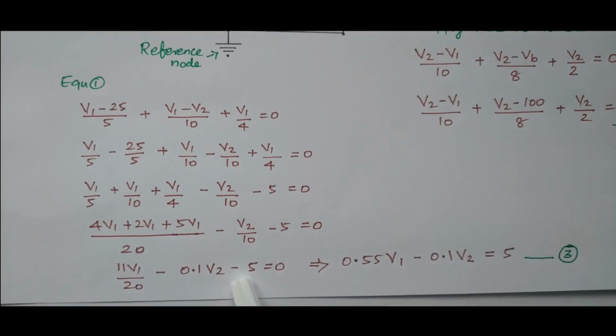Bring this minus 5 to the right hand side, so it becomes plus 5. We'll take this as equation number 3: 0.55 V1 minus 0.1 V2 equals 5. So now we have framed equation 1 and equation 3. Now we'll go to equation 2, then we'll go for simplification.